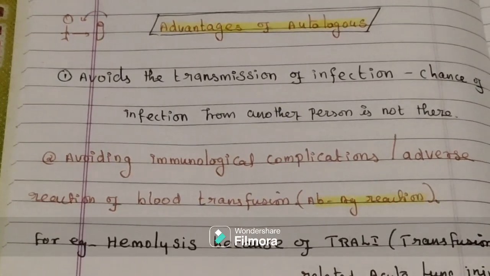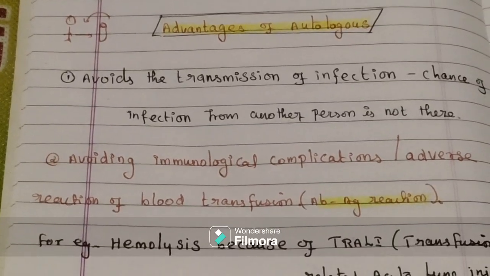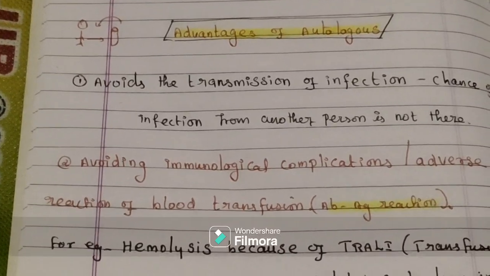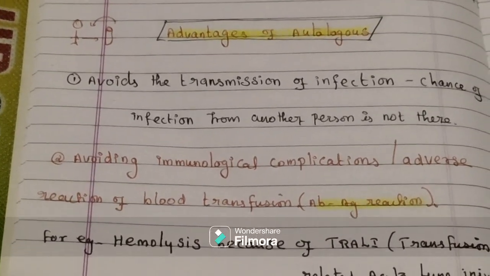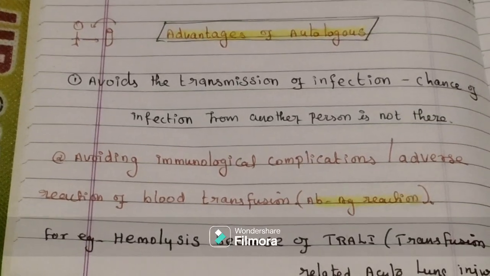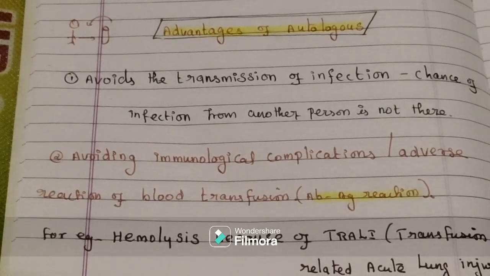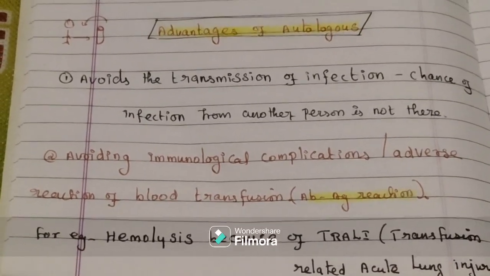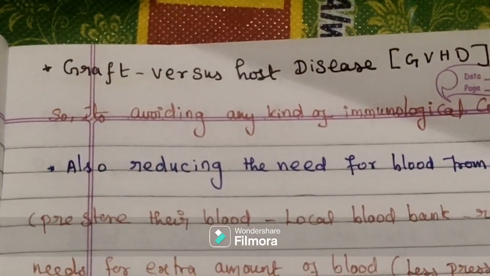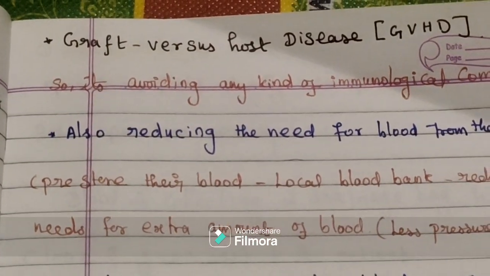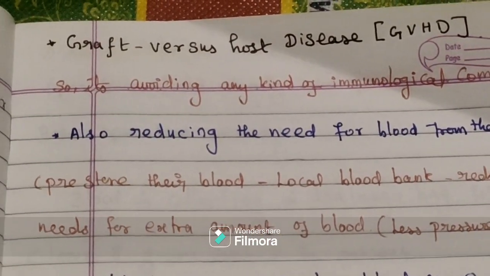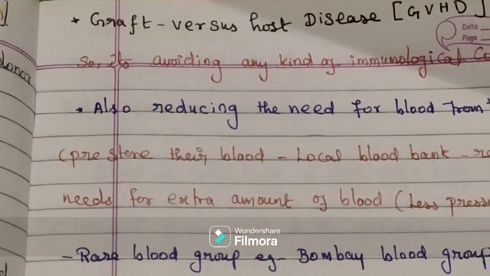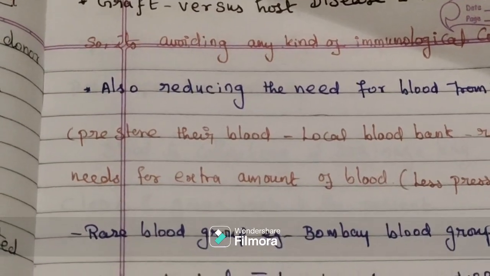So whatever immunological complication or adverse reaction of blood transfusion that we have seen was because of antigen-antibody reaction, for example hemolysis, transfusion related acute lung injury, then graft versus host disease. All these immunological complications are there because the antigen of one person is binding with the antibody from another person.